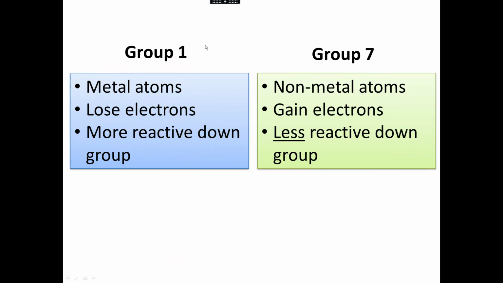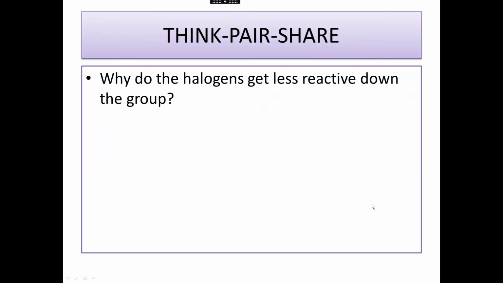So comparing the two groups, in group 1 they are metals, they lose an electron from the outer shell, it gets more reactive down the group. But in group 7, they are non-metals, they gain an electron to the outer orbit, it gets less reactive down the group. They are the opposite to each other.